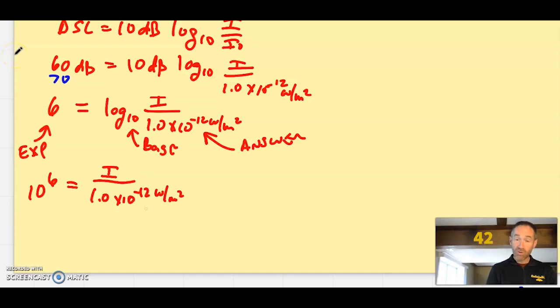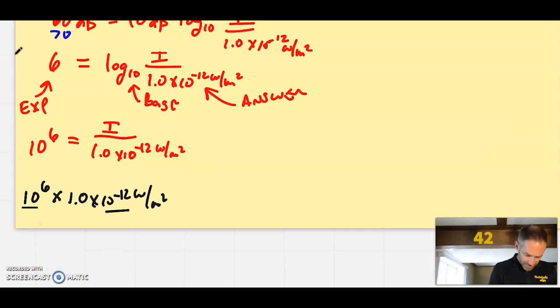by 10 to the minus 12 watts per square meter. 10 to the 6 times 1 times 10 to the minus 12 watts per square meter. Well, really, you're looking at 10 to the 6 and 10 to the minus 12. Same bases, different exponents, just add those exponents together. And so I'm going to have 10 to the minus 6 watts per square meter. That's for that first person.